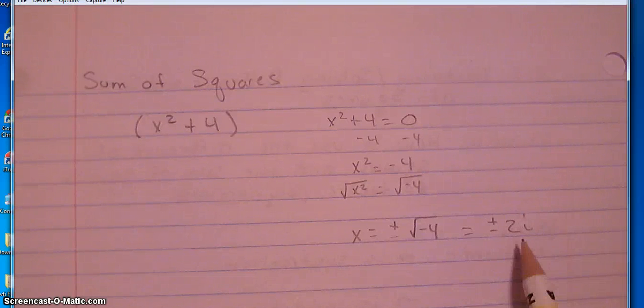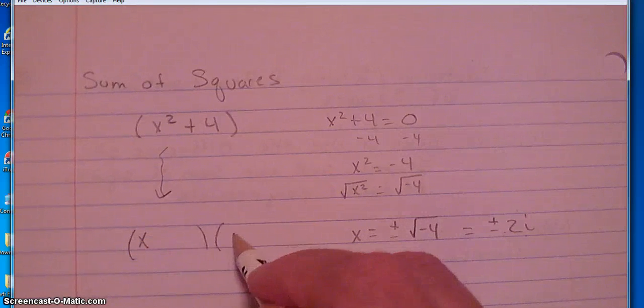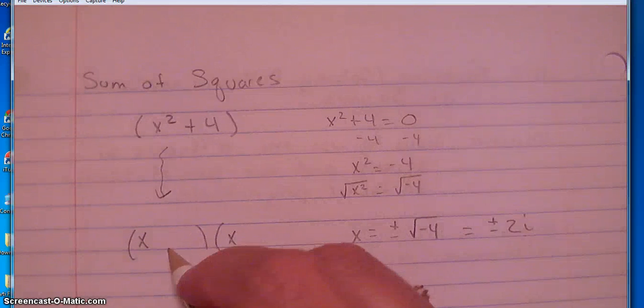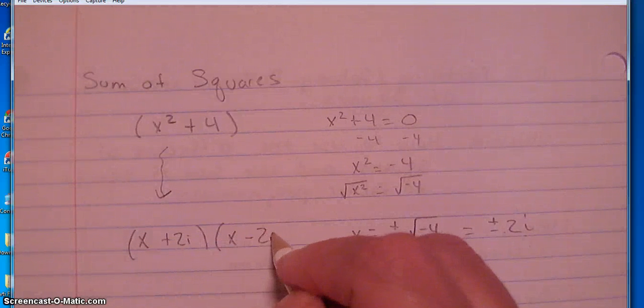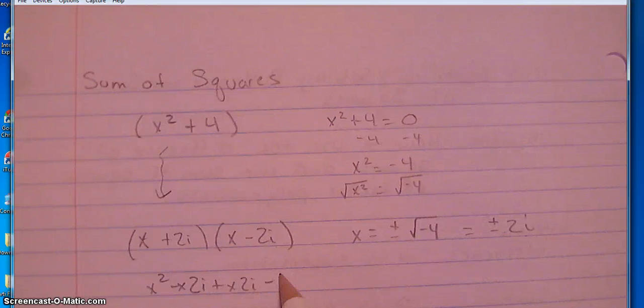Well, now I have my plus and minus, which would cancel each other out, so I can say that this would factor to x and x, and then I use my conjugate pairs, plus 2i and minus 2i. When we FOIL this back out, we get x squared, then negative 2xi plus 2xi, and then minus 4i squared. The middle terms cancel, and I wind up with x squared minus 4i squared. But i squared is equal to negative 1, so negative 4 times negative 1 becomes x squared plus 4.